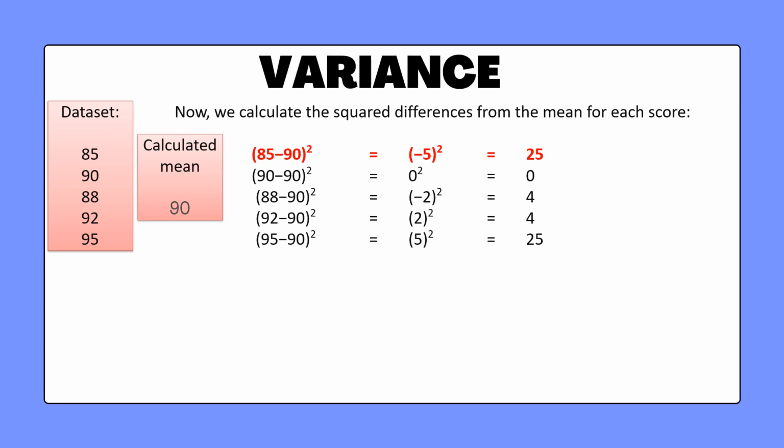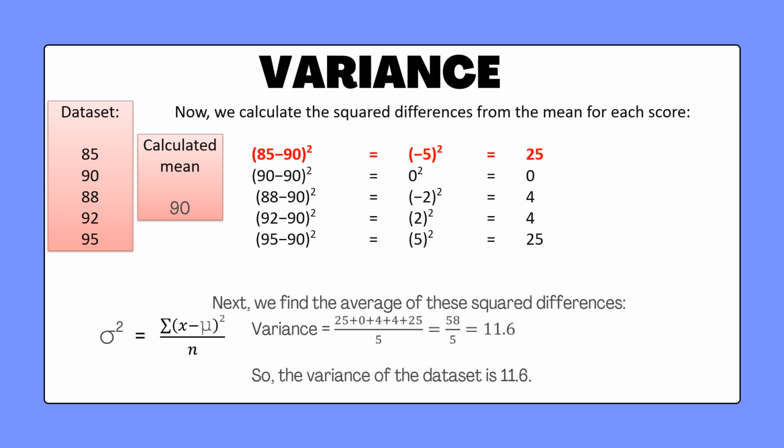From the first datum, 85 minus 90 squared is equal to negative 5 squared, and negative 5 squared is 25. Second datum, 90 minus mean 90 squared is equal to 0 squared or 0. Same process to the next data set. Once done, we find the average of these squared differences, like what is required from this formula.